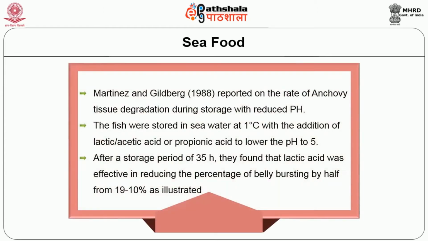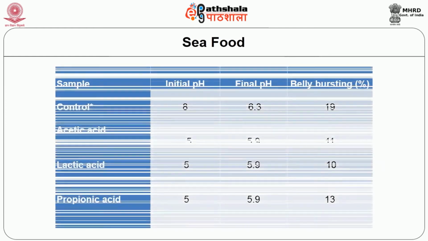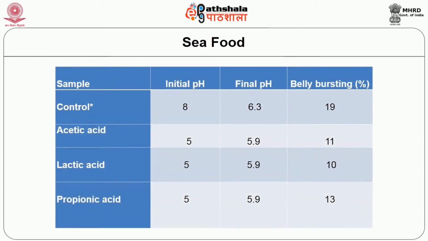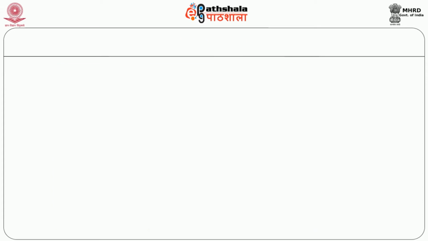Seafoods. Martens and Gilbert in the year 1988 reported on the rate of tissue degradation during storage with reduced pH. The fish were stored in seawater at 1 degree Celsius with the addition of lactic or acetic acid or propionic acid to lower the pH to 5. After a storage period of 35 hours, they found that lactic acid was effective in reducing the percentage of belly bursting by half from 19% to 10% as illustrated. The table shows the sample of different organic acids and its belly bursting percentage.